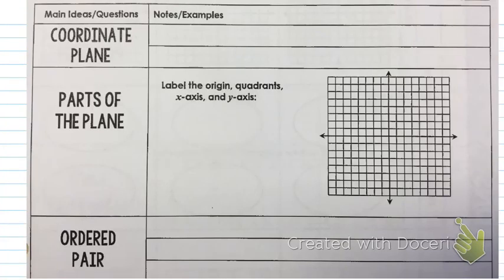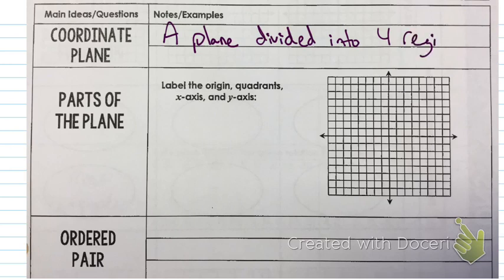So just to get everything kind of tight, a coordinate plane is a plane, not an airplane. It's a plane divided into 4 regions used for graphing. And those regions are called quadrants. Notice the word quad has 4 in it, right? Quad, 4. So here are the parts, and we're going to reference these parts.